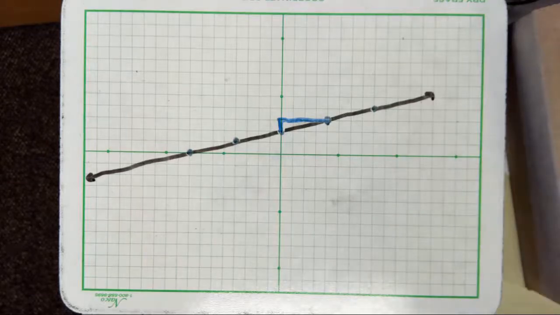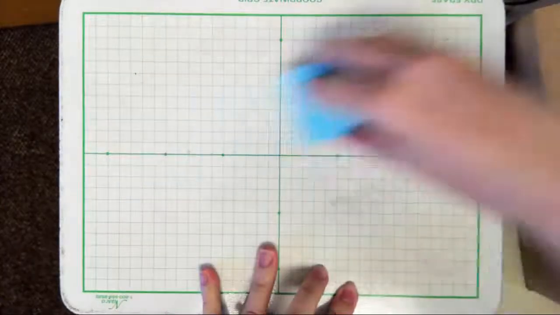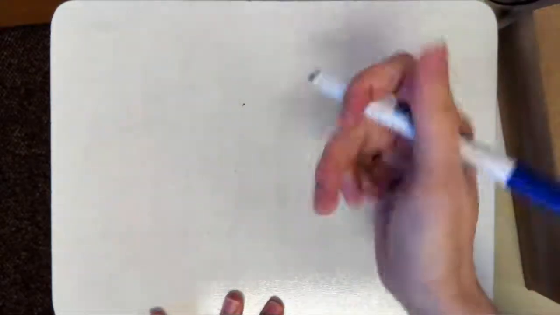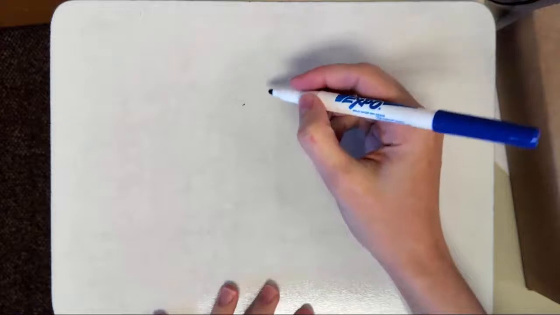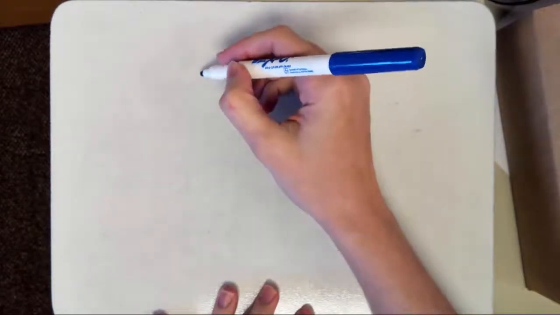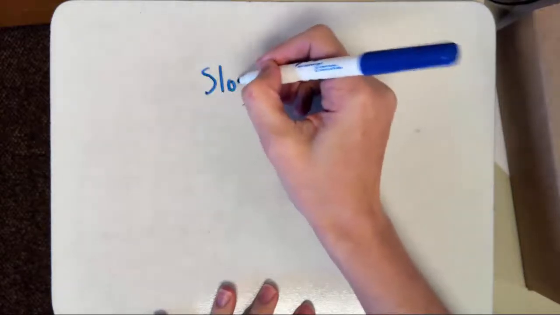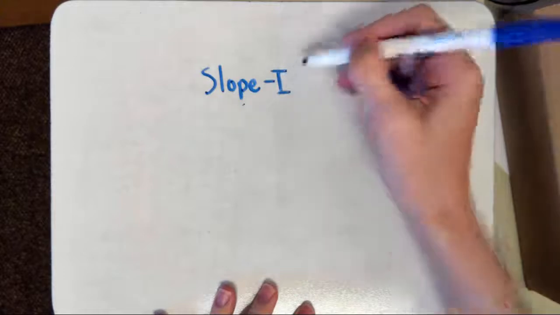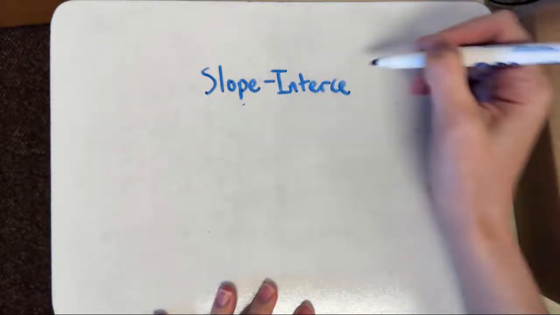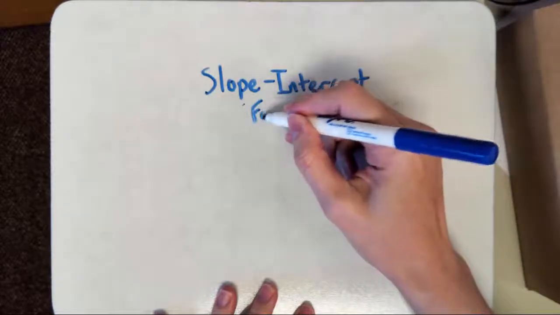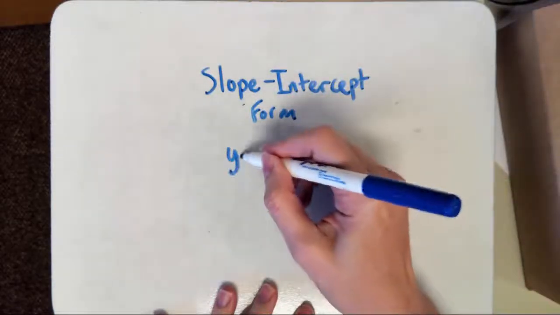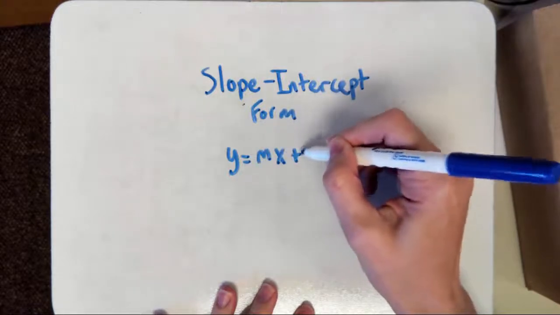Let's look at how we can graph using an equation. If we're given an equation that has an x and a y in it, then that equation forms a line, as long as there aren't any exponents in the problem. Now, what we're going to want is equations where we are solved for y, because that gives us slope-intercept form. Slope-intercept form is y equals mx plus b.